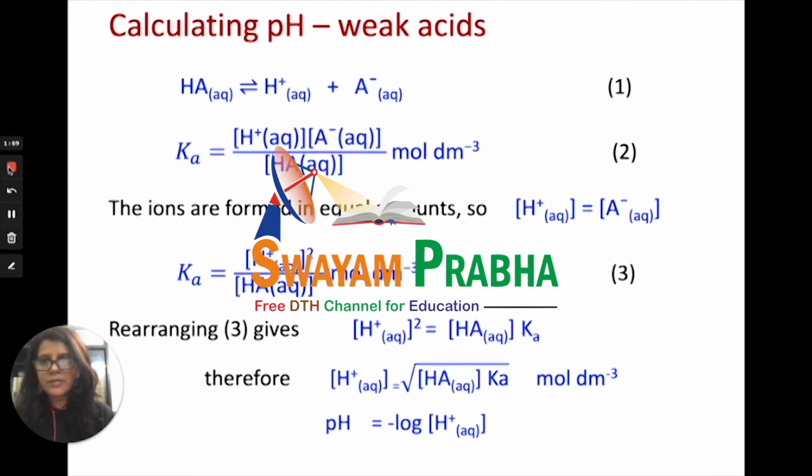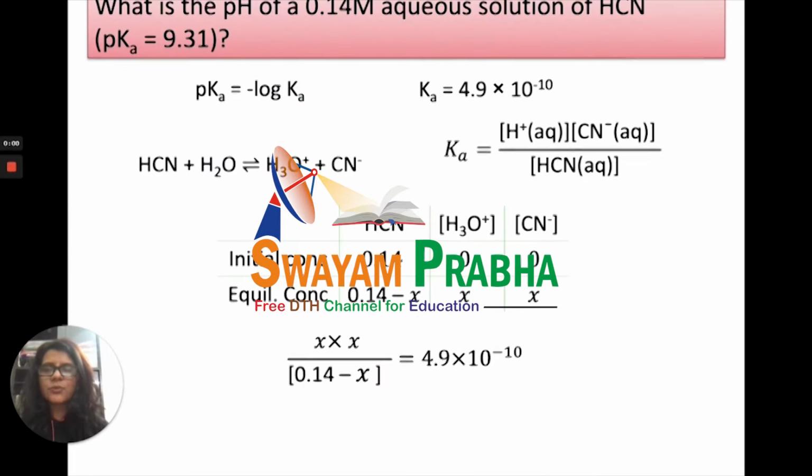Let us do some numericals. The first one is, what is the pH of a 0.14 molar aqueous solution of HCN? The pKa is equal to 9.31. Now we are given the value of pKa, we can get the value of Ka. Also we know that HCN will ionize as H3O+ and CN-. So I can write that Ka is equal to [H+][CN-] upon [HCN].